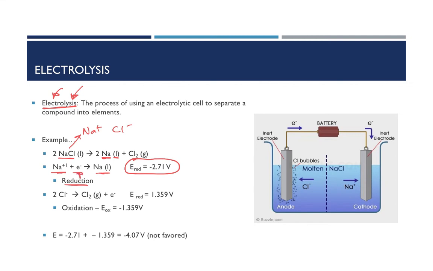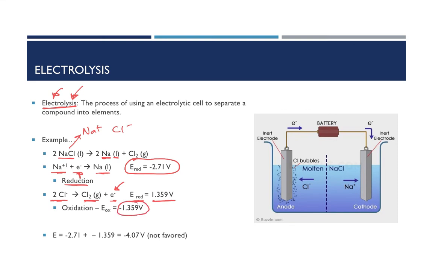Next, we have chlorine. The chloride ions will change to chlorine gas, and in order to do that, we need to remove electrons. So this one is going to be our oxidation. The reduction potential for that reaction is 1.359 volts, but it's not the reduction that we're doing here. We are doing the oxidation, so we're going to flip the sign on this.